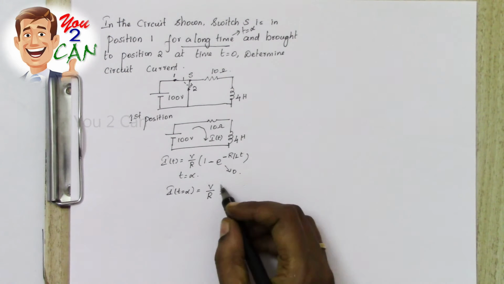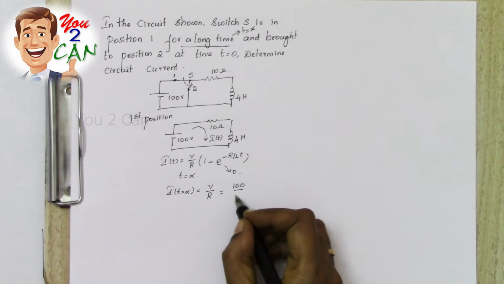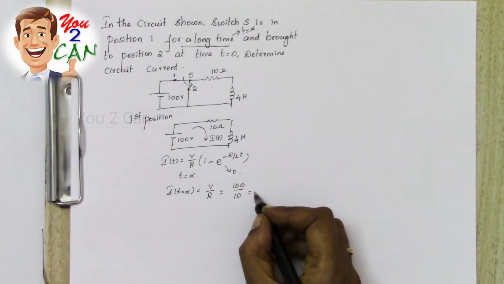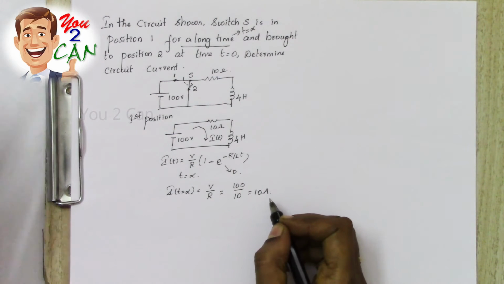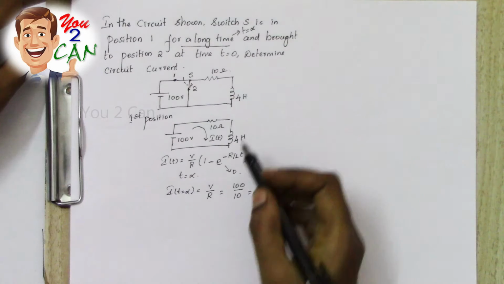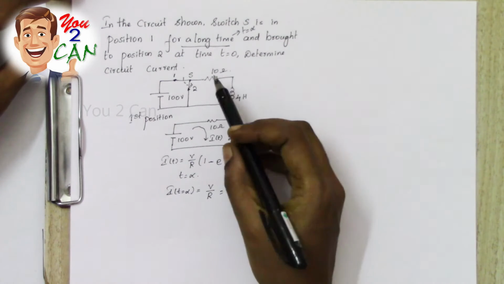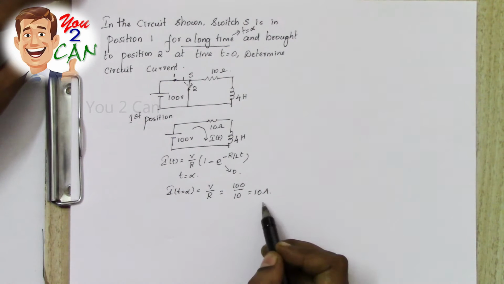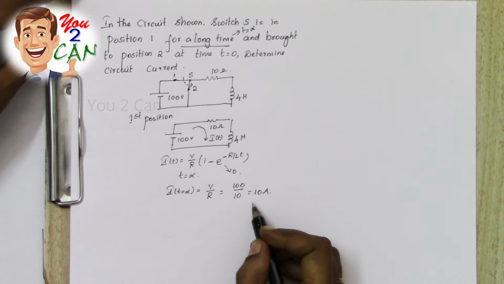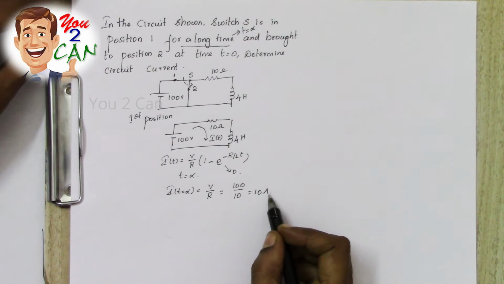So V by R means 100 by 10, that is equal to 10 amps, which is the current through the inductor when it is at position 1 for a long time, that is at steady state. At steady state the current is 10 ampere.